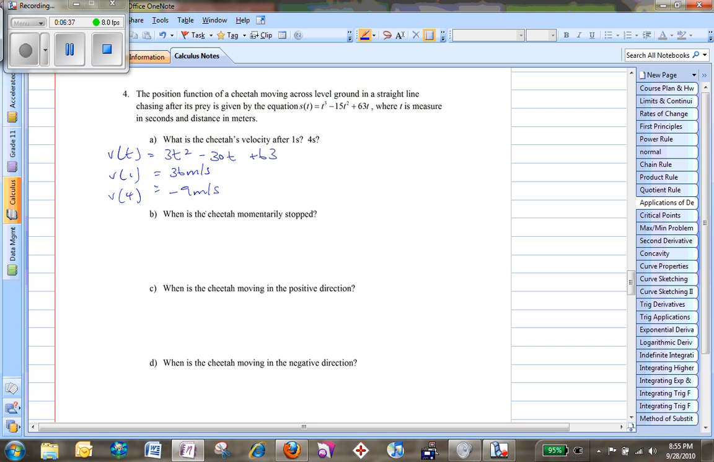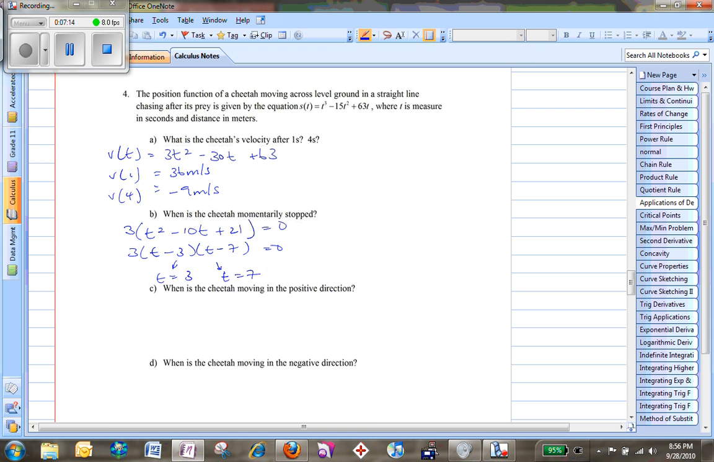Then it says, when is the cheetah momentarily stopped? Well, when is it stopped? In order to find when the cheetah is momentarily stopped, again, I need to work with the velocity equation and find when that's equal to 0. I've already got the velocity equation. I see that I can take out a common factor of 3. I'm left with t squared minus 10t plus 21. I want a product of 21 and a sum of negative 10. My two numbers will be t minus 3 and t minus 7. So I know it's momentarily stopped at 3 seconds and at 7 seconds.